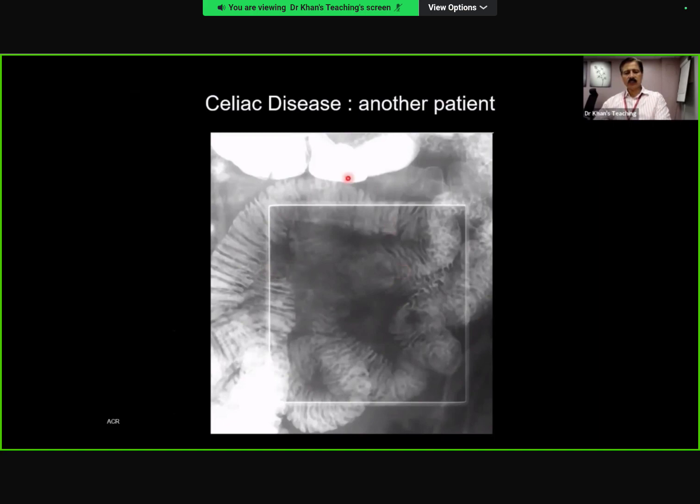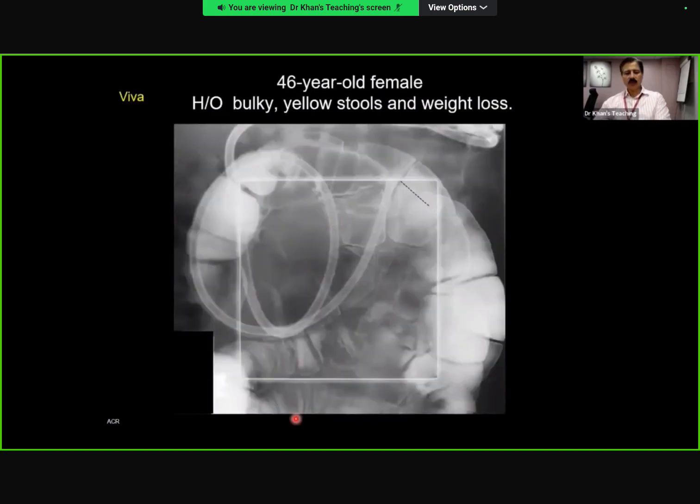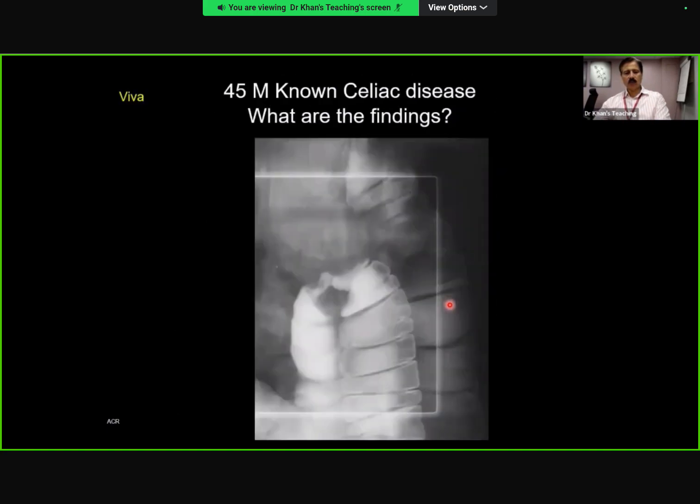Even this is a second case in which, look at the proximal fold, there is none, though it's single contrast, but more distally there are so many. Here, distally there were many, and here there was no fold. Do you think this is malignant or benign?